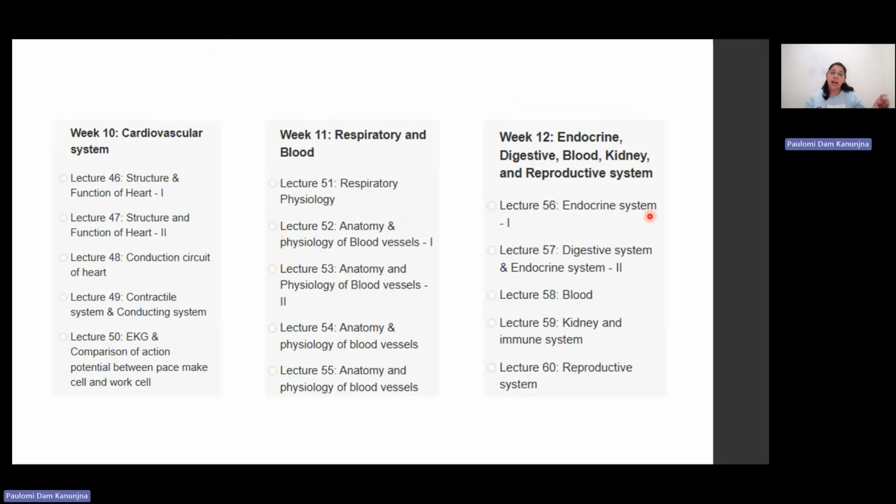So you can see how all the systems are covered in this course, and each of them is covered in a way that you understand the working of the system, and you can then understand, if something is not functioning properly, what it can disturb and how it can affect your body.